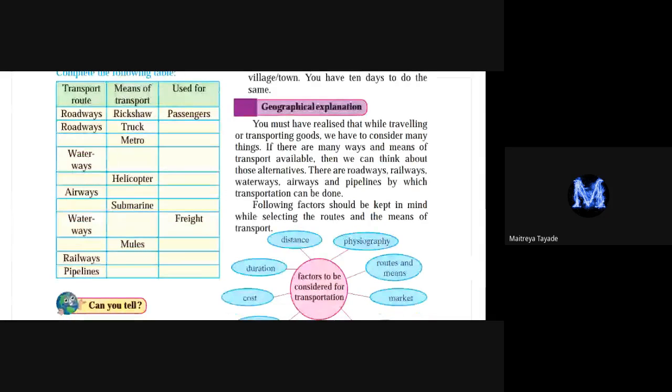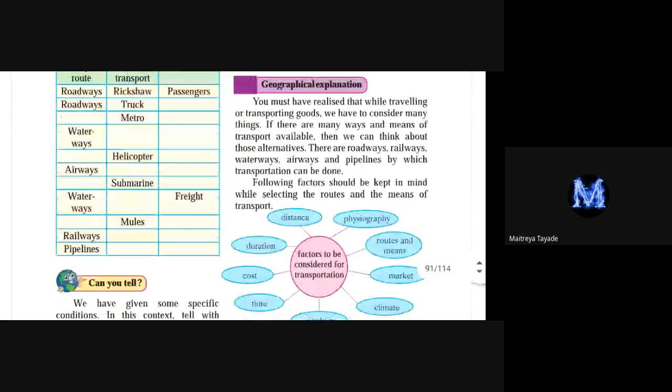Here is a metro in the middle column, that is the means of transport. So you can see here railways, right? So here is railways and there is a metro, and again passengers, right? Again there are waterways, and the means of transport are ships. And in the used for column, it is for shipment of different goods. So guys, in this way you can easily complete this table, right?